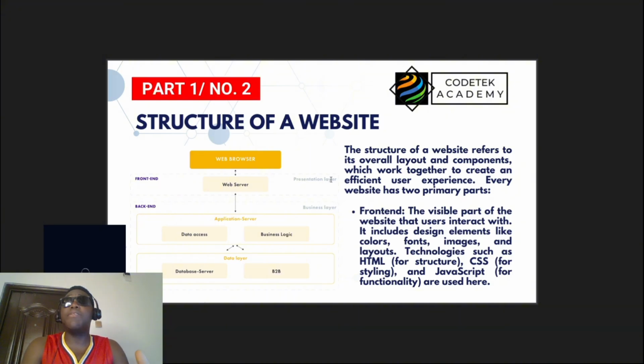The front end is the visible parts of the website that users interact with. It includes design elements like colors, fonts, images, and layouts. Technologies such as HTML, hypertext markup language, cascading style sheets, and JavaScript are used for creating the front end.